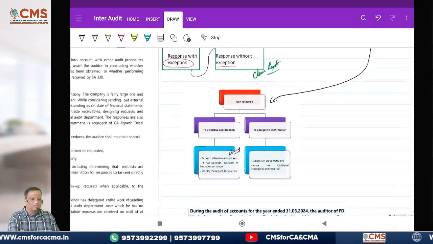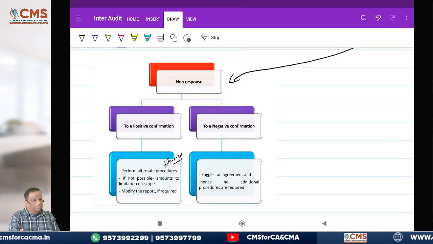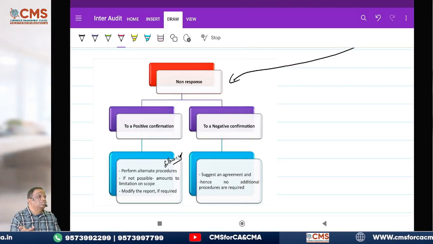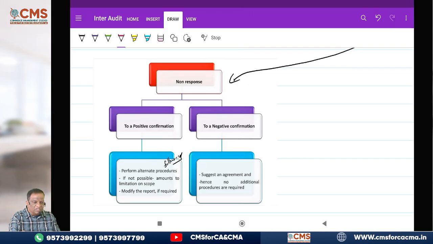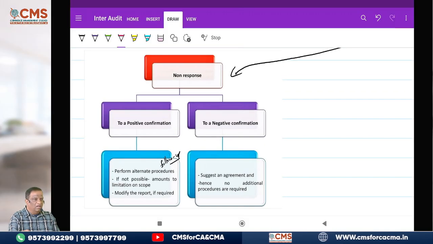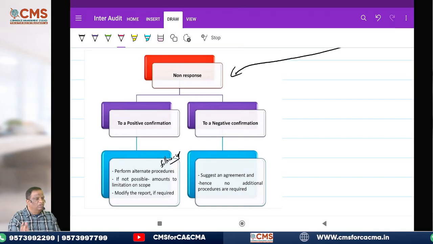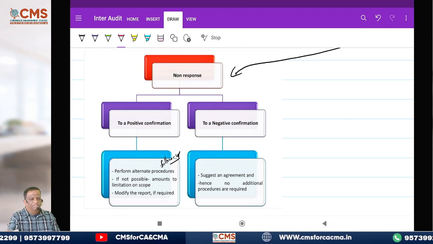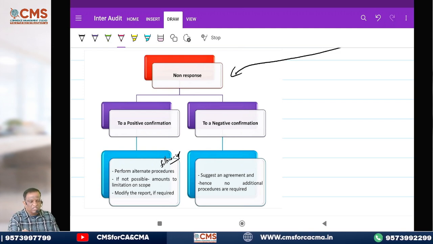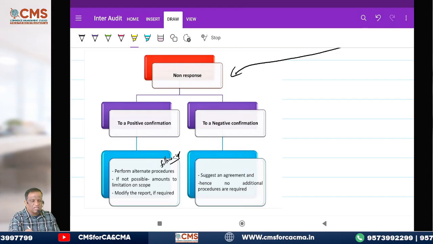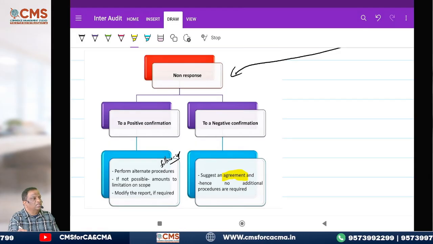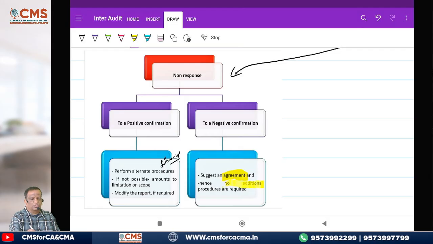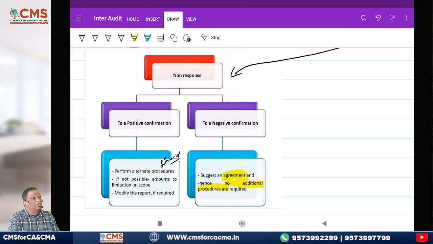When you don't receive any response, it doesn't mean that you go and modify. It depends on what type of confirmation you have sent. If what you have sent is a negative confirmation and you have not received any response, then no news is good news. If there is no response to a negative confirmation, it suggests an agreement. The party is agreeing, that is why he didn't respond. So no action is required. No additional procedures are required because it all appears to be fine.